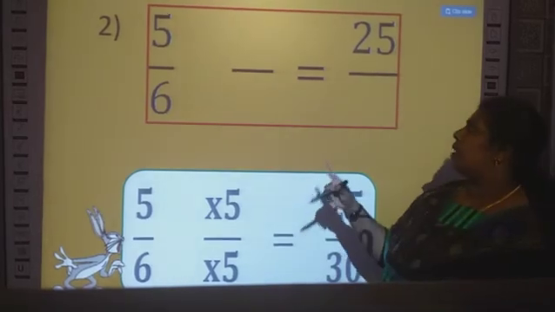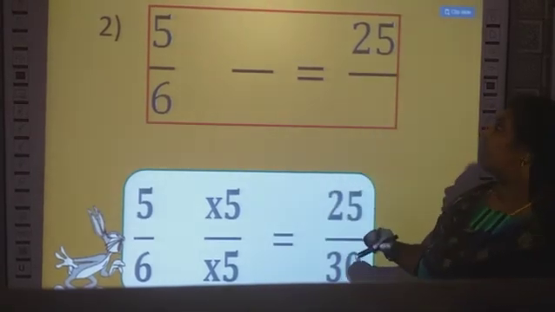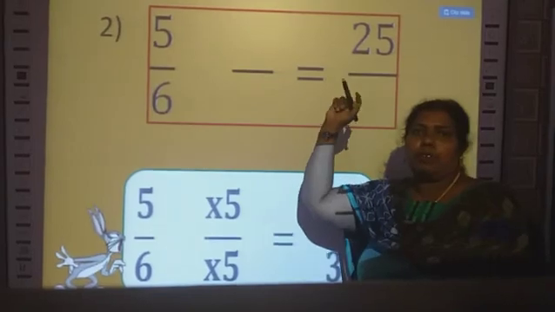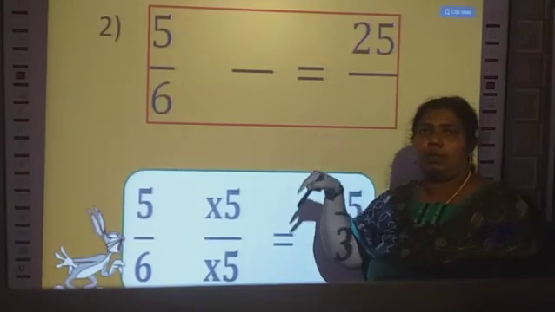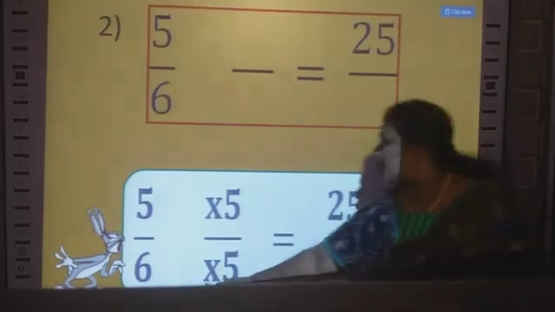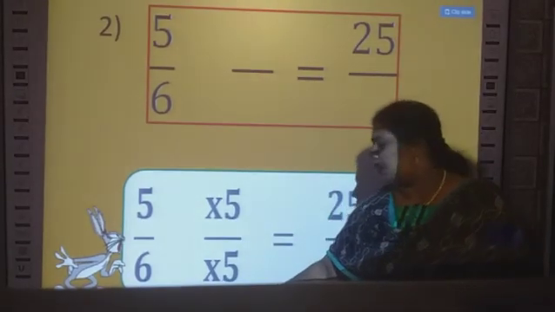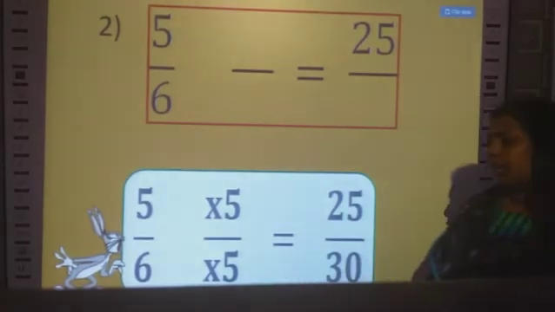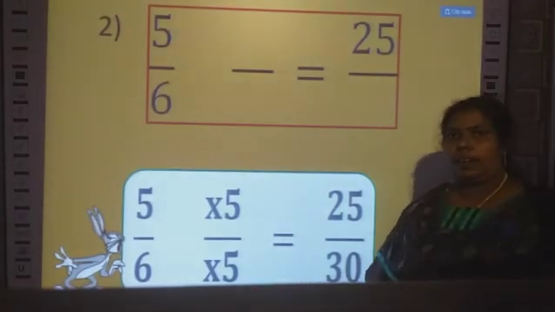So here, 5 by 6 equal to, in the numerator is given 25. 5, how many times 25? 5 times. So here they are using the fifth table, right? So 5 times 5 are 25. So the denominator also you have to multiply by 5. That means 6 times 5 are 30. Right?